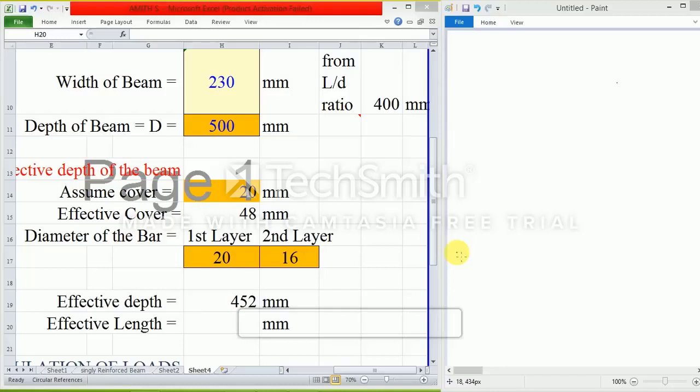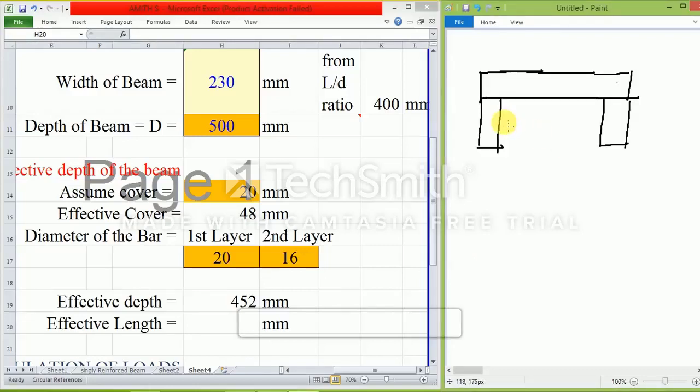So in the previous video, that is in part 3, while calculating the effective length, due to some technical problem, I was not able to explain it properly. I'll just explain it again. So let me start from how to find the effective length. I think up to how to find the effective depth, everything is clear from the previous video. So let me start the session from effective length.